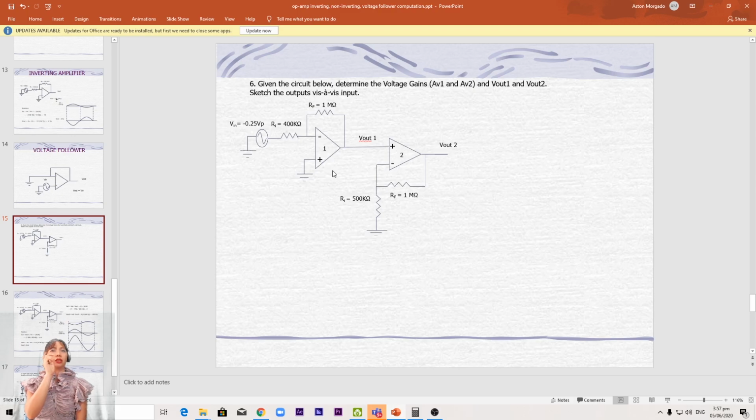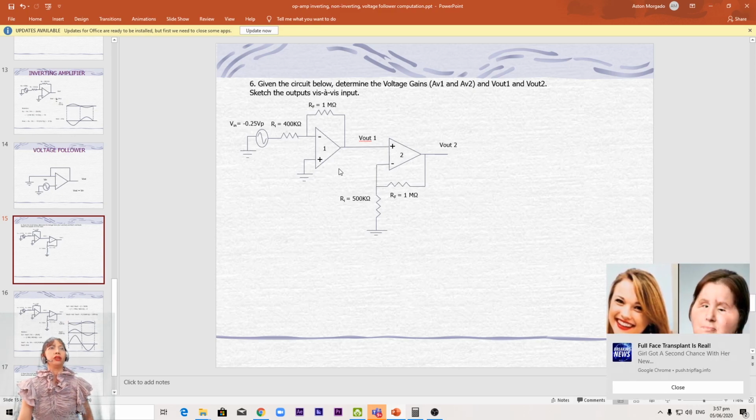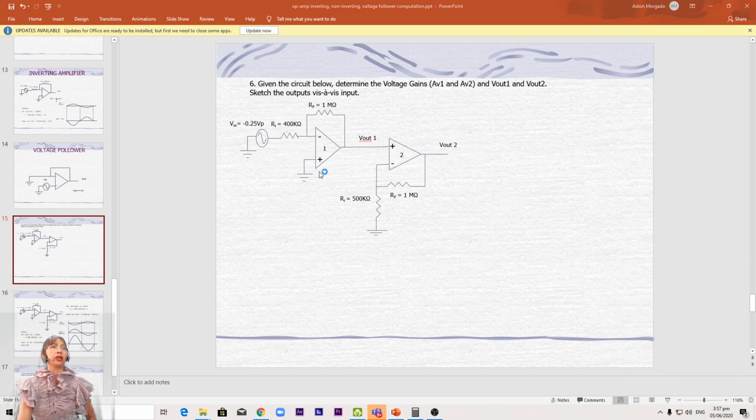So first, before you solve for anything, you have to determine whether the circuit is inverting or non-inverting. First things first, okay? So for op-amp number 1, you determine if this is inverting or non-inverting, okay? So I'll give you 10 seconds to guess if op-amp number 1 is inverting or non-inverting.